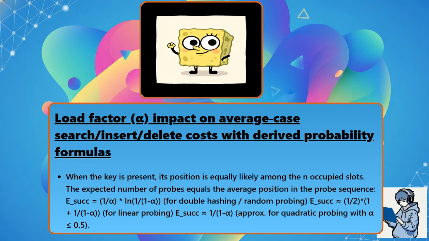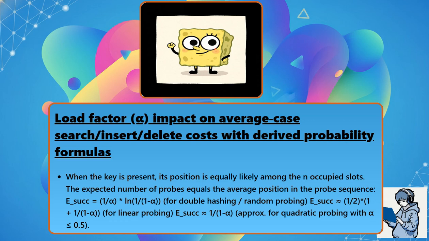When the key is present, its position is equally likely among the n occupied slots. The expected number of probes equals the average position in the probe sequence. E suc equals 1 divided by alpha times natural log of 1 divided by (1 minus alpha) for double hashing or random probing.